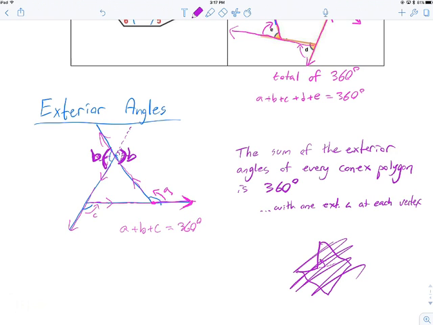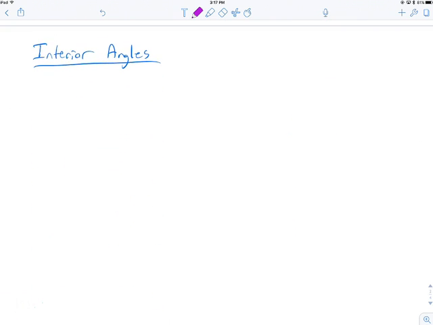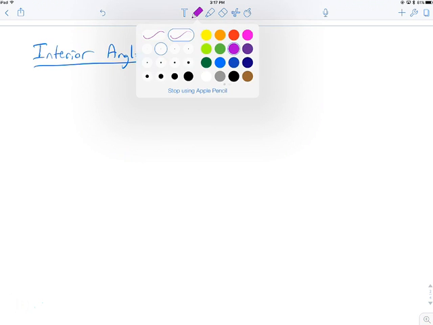So, the sum of the exterior angles of every convex polygon, so no indents in it, is 360 degrees. That's going to be useful. Okay, so let's look at interior angles now. Again, we're only going to consider convex polygons right now, but we'll get to concave polygons as well.